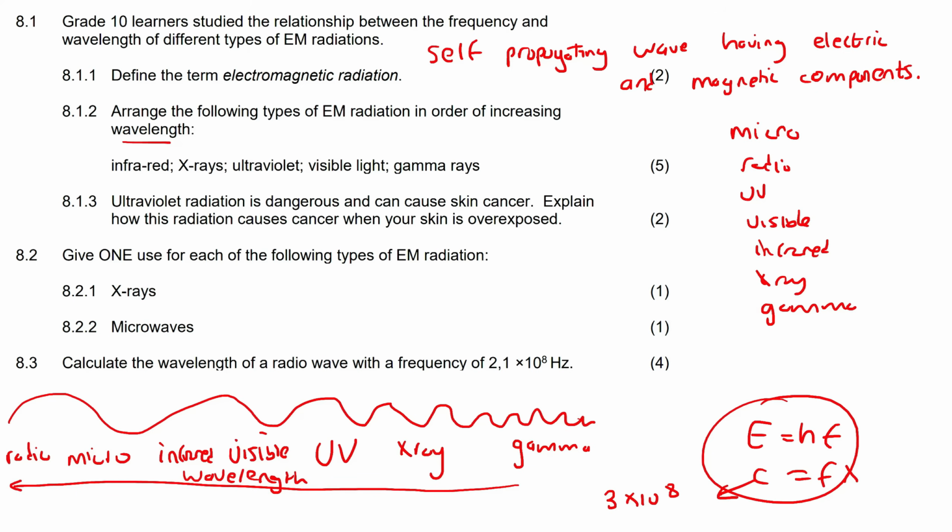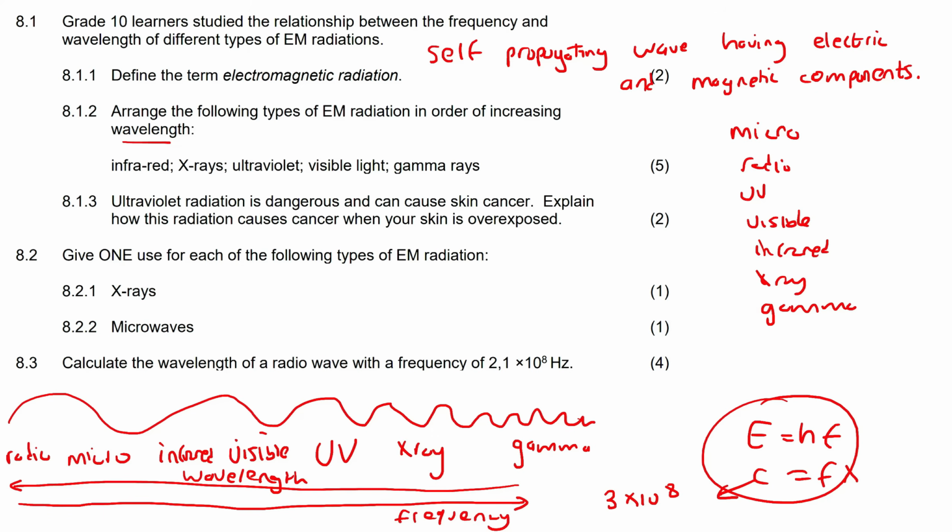So when you have a short wavelength, then you've got a high frequency. So as you go more to the right, your frequency increases. This one here, the radio wave, has a low frequency, high wavelength. This one has a high frequency, low wavelength.